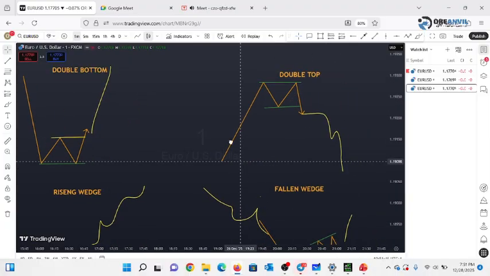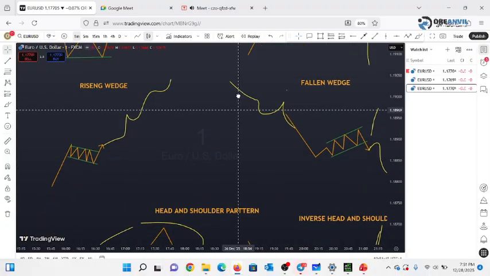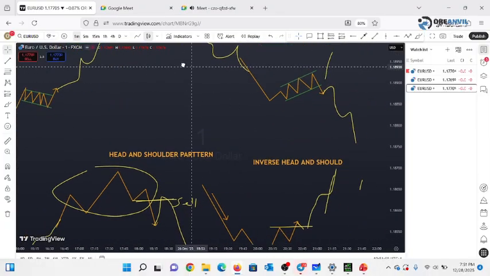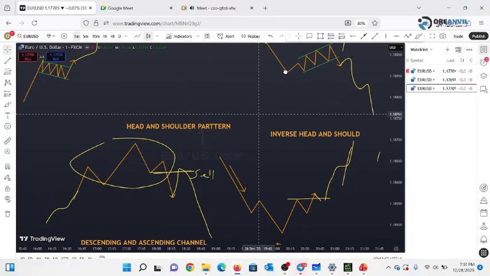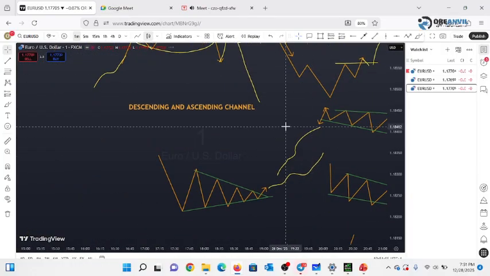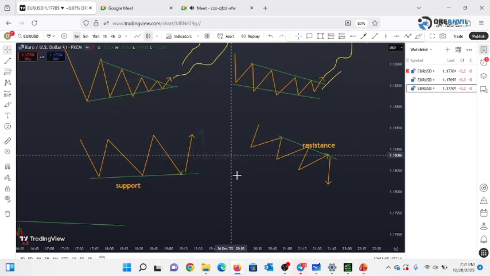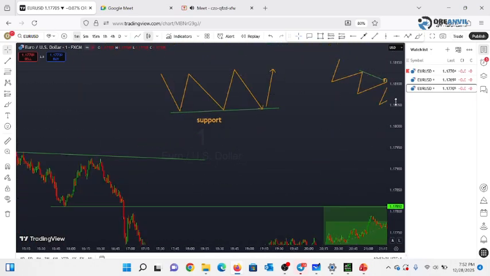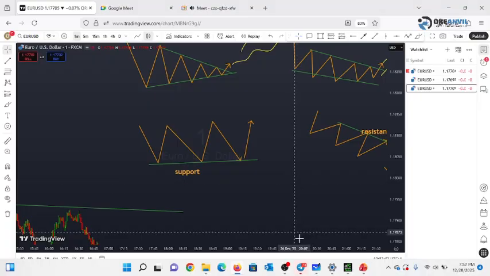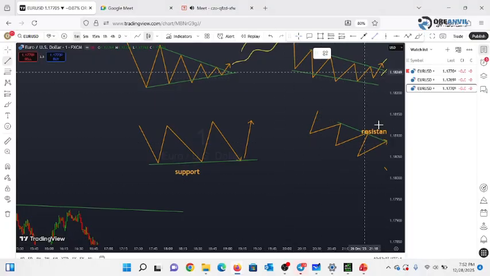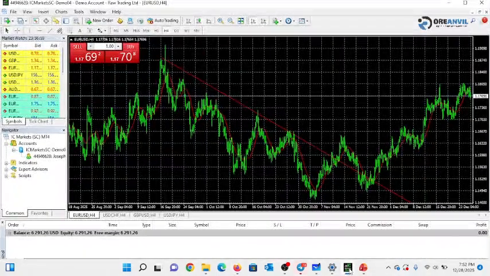So this is double bottom, rising wedge, head and shoulder pattern, inverse head and shoulder pattern, and we have descending and ascending channel. But one thing is common that you can use to identify all these patterns, what we call your support, your trend line. And if I go back to my MT4, you see I use a trend line in this place.